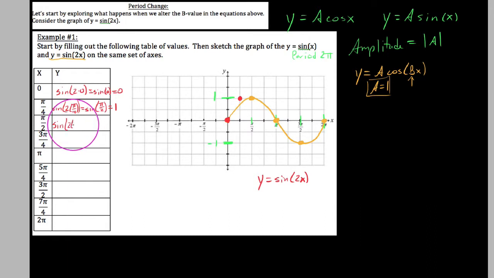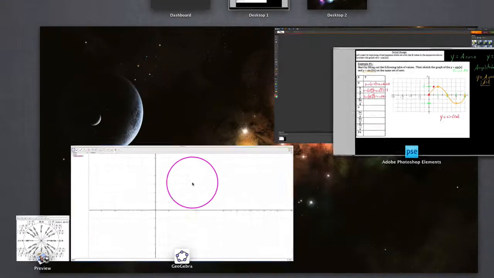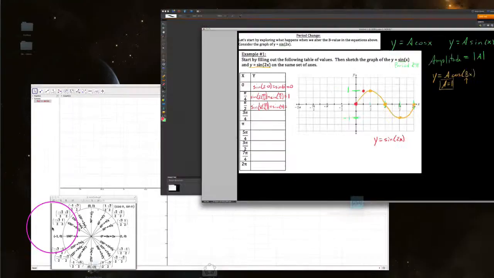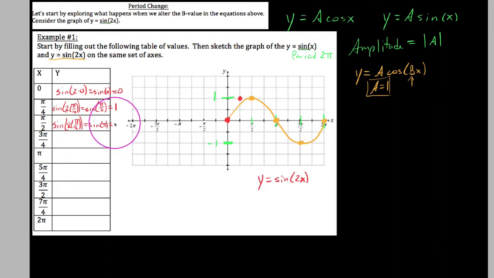So we say 2 times whatever we're plugging in. In this case, we're plugging in pi halves. So we get 2 pi halves, but these 2's cancel, so we get sine of pi. Looking at our unit circle, sine of pi, down here, is 0. So we get 0, so we'd say down at 0.